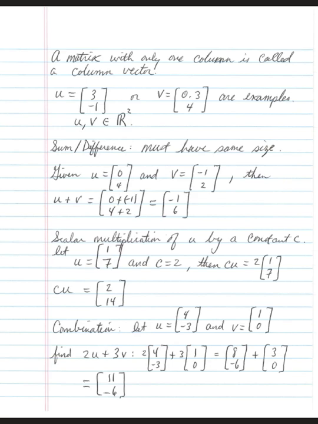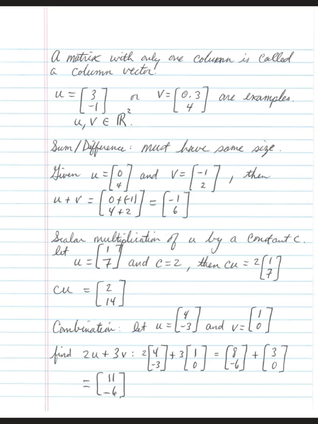Scalar multiplication by some constant, for example, let u be the vector 1, 7, and we're going to have a scalar of 2. When you multiply, you just simply take your scalar times your vector, and you're going to multiply each entry by the same number. So 2 times 1, 2 times 7, that gives us a scaled multiplication of 2 and 14.